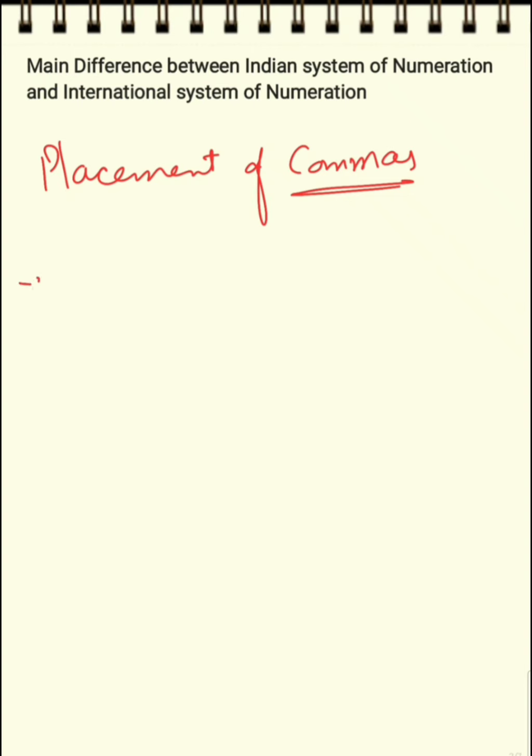We know in the Indian system of numeration, the first comma comes after the hundreds place, and after that commas are placed after every two digits. Let me explain with an example. Like I take this number, the first comma will come after the hundreds place. This is the 100 place, so the first comma will come here, and the second comma will be placed after two digits, meaning here.